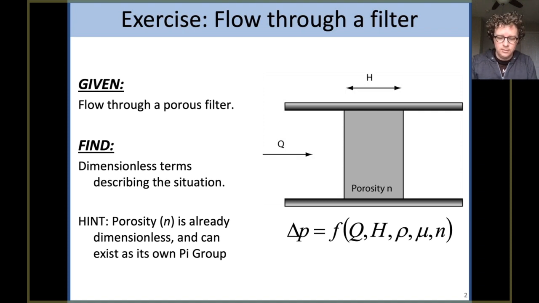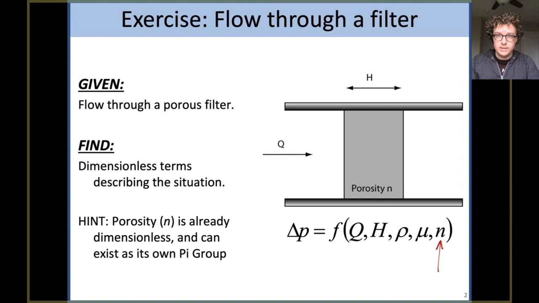As one hint to get us started, porosity itself is already unitless. So that's the fraction of a filter that is pore space. So porosity itself is already non-dimensionalized and ultimately could exist as its own pi term or pi group.